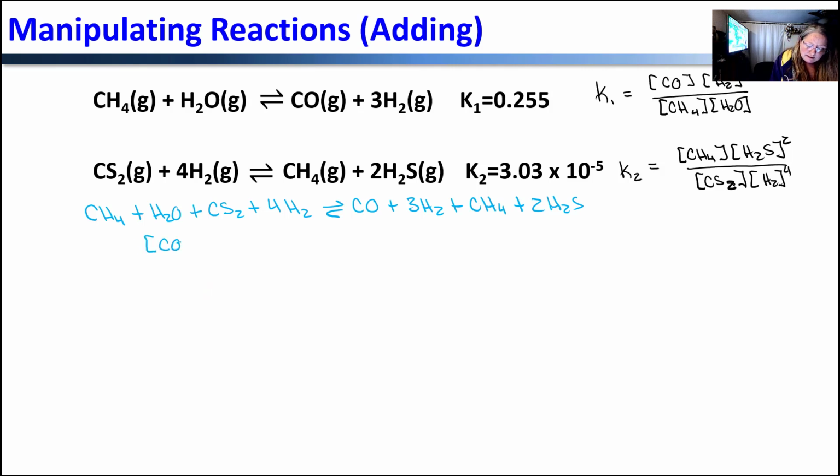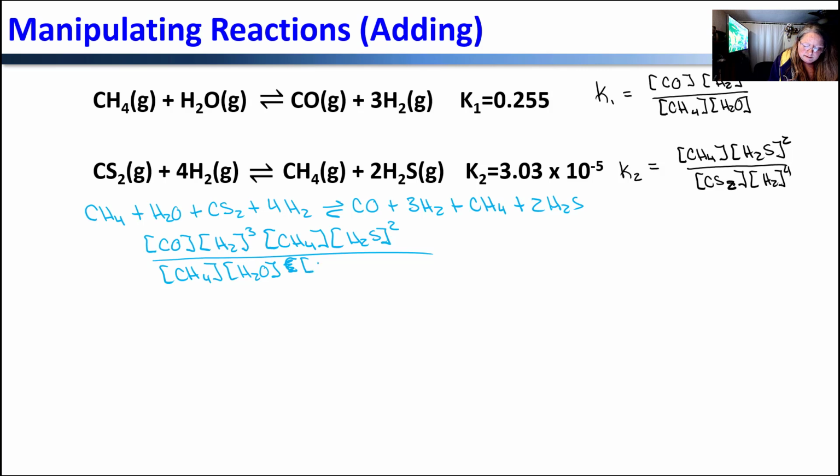So I'm going to have my CO, my H2 cubed, times my methane, my H2S, and that is squared, divided by my methane and my water gas, I should say, and CS2, and my hydrogen gas to the fourth. So let's take a look at what we actually have here.